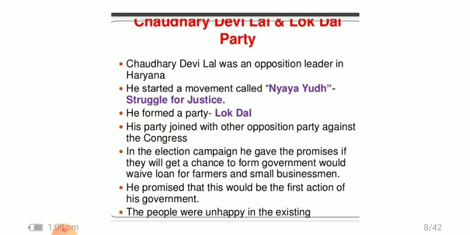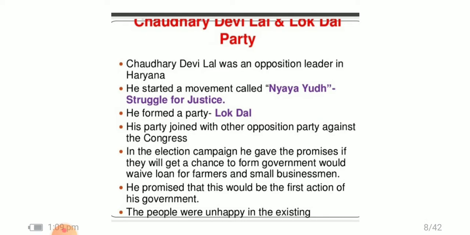During his election campaign, he stated that if his party won the election, his government would waive the loans of farmers and small businessmen. He promised that this would be the first action of his government. The people of Haryana were unhappy with the ruling government. They were also attracted by Devi Lal's promises.